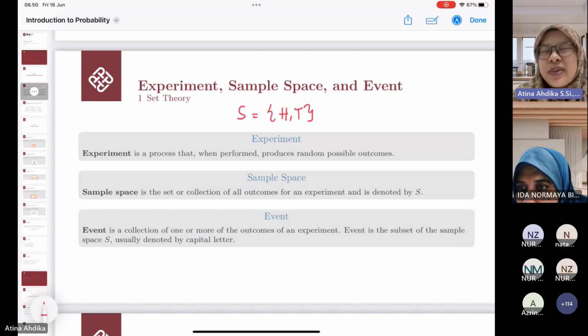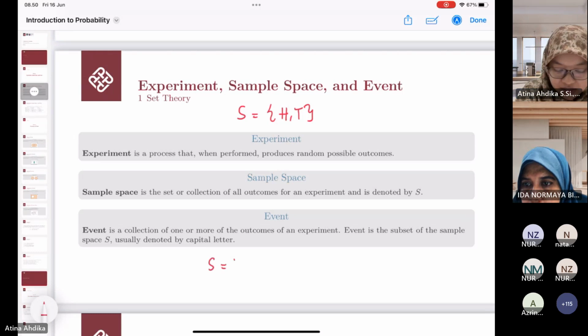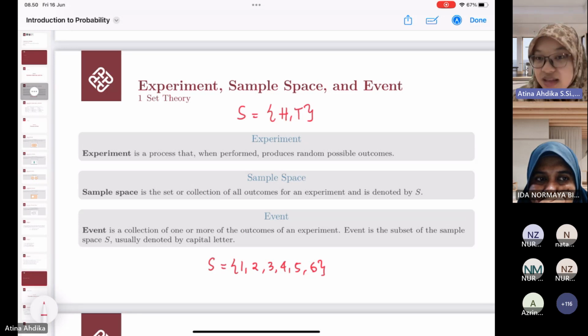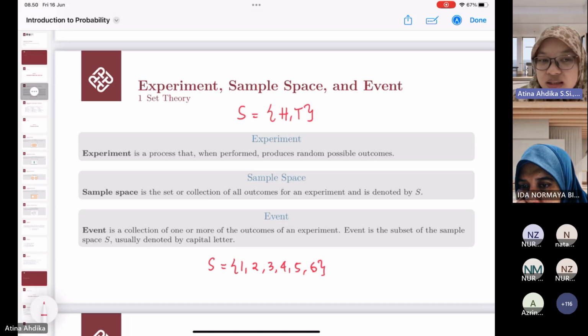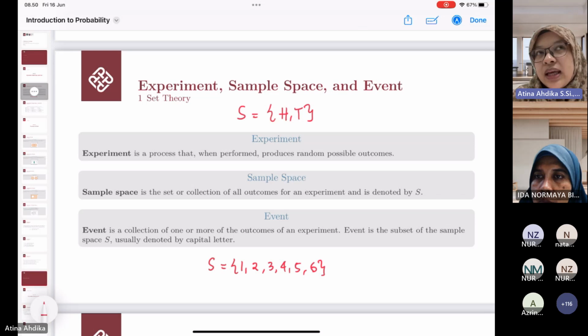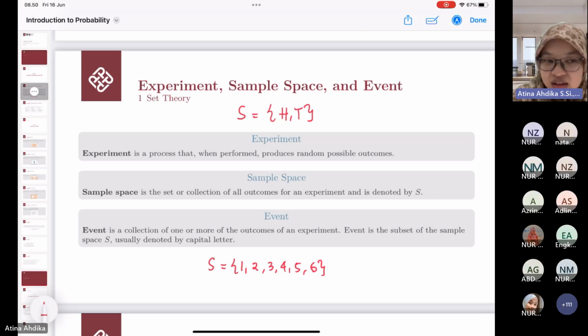Let me give you another example. When we toss a die with six numbers, 1, 2, 3 until 6, then the sample space will be 1, 2, 3, 4, 5, and 6. So this is how we write the sample space of our experiment. Okay, and the third one is the event. An event is a collection of one or more outcomes of an experiment. So we can also say that an event is a subset of the sample space.